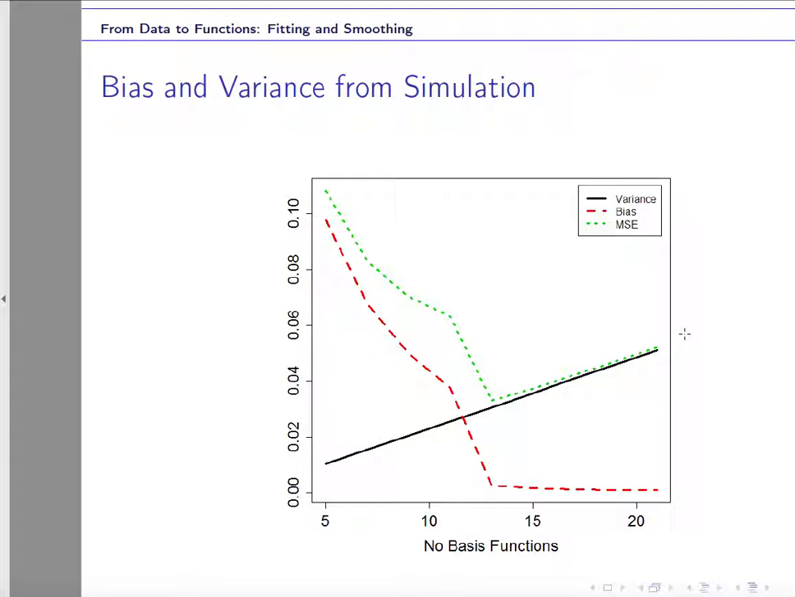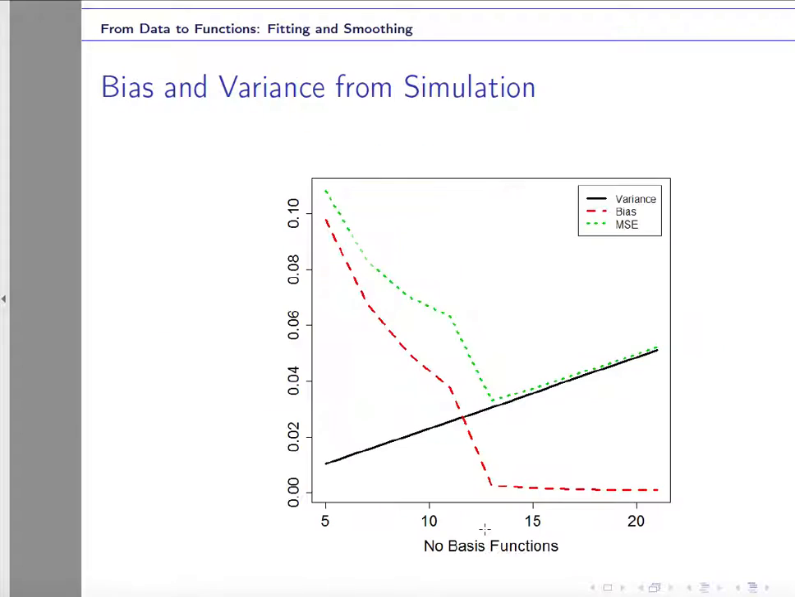Okay, so if you look at this curve, what's the optimal number of basis functions we should choose? Around 13, right? The minimum of the mean square error. Yes. Okay, so the optimal number of basis functions that minimizes the mean square error is 13.